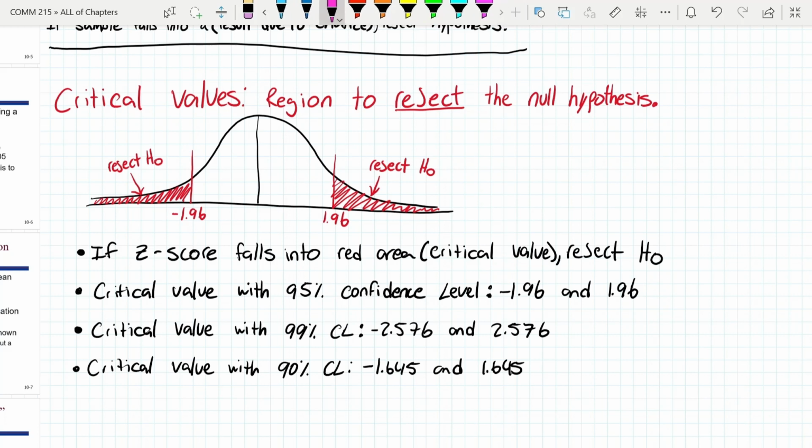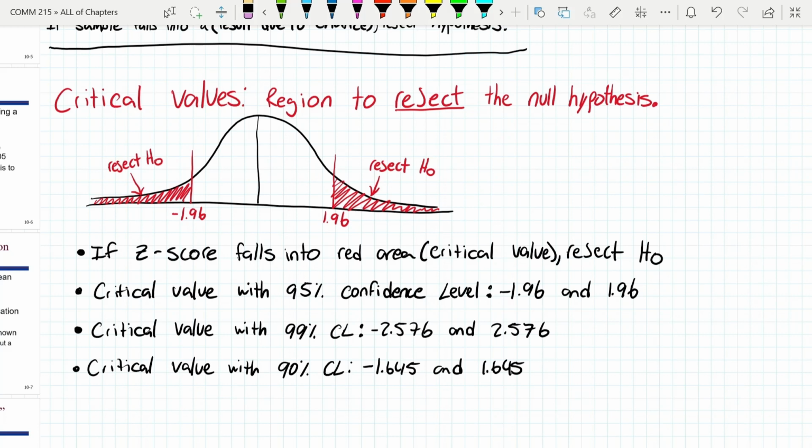Alright, so I'll be explaining critical values and p-values. Starting off with critical values, it is the region to reject the null hypothesis. In this normal distribution, let me get my black pen. You can see in the normal distribution that I made that the region to reject the null hypothesis is in red over here. So if the z-score falls into the red area, which is our critical value region, we must reject our null hypothesis.